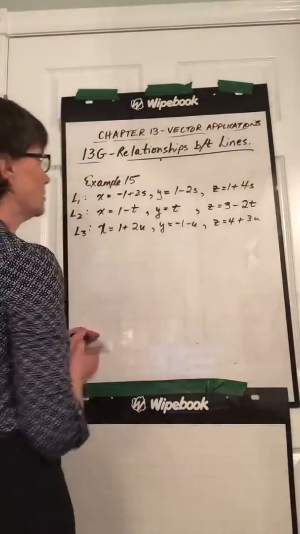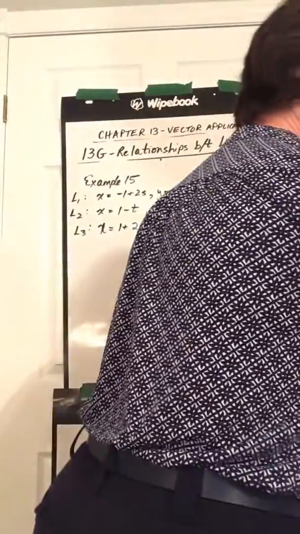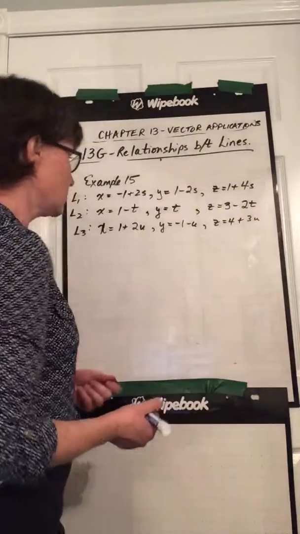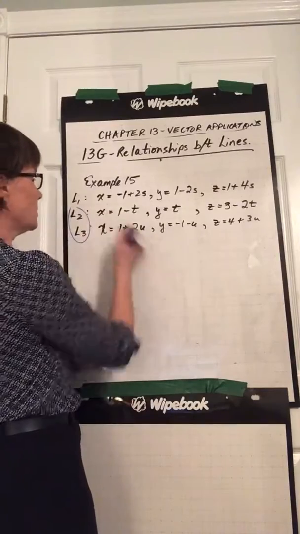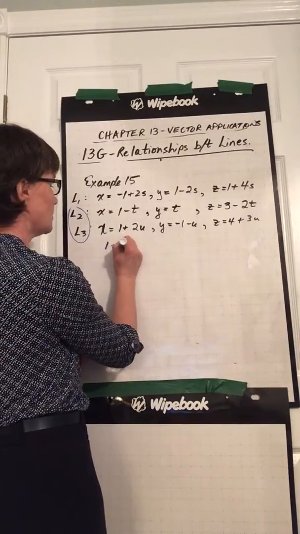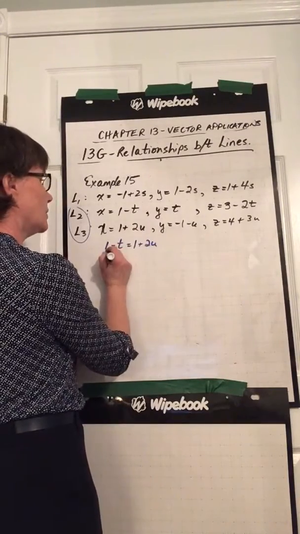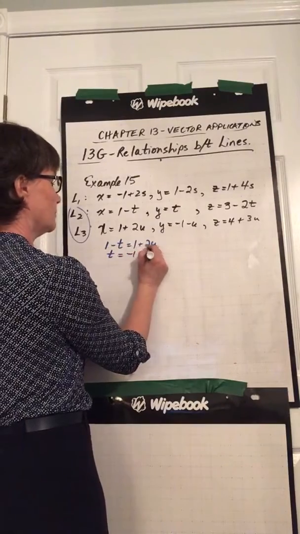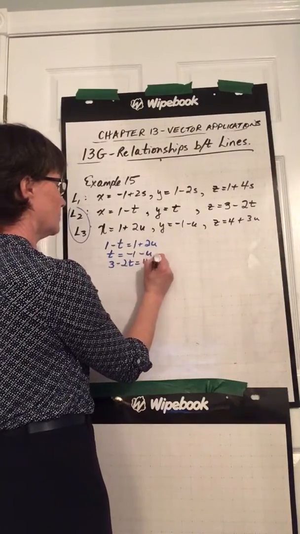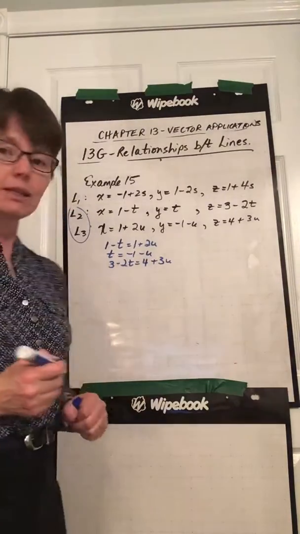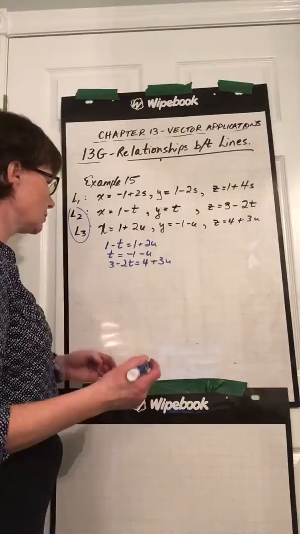So lines 2 and 3, show that they intersect. When we're showing intersection or figuring out where the intersection is, remember the x coordinates must equal each other, the y coordinates must equal each other, and the z coordinates must equal each other. So let's take line 2 and 3. Let's equate the x coordinates, equate the y coordinates, and equate the z coordinates. And we have three equations with two unknowns. We really only need two equations with two unknowns to solve them. So let's choose the two easier ones to work with.